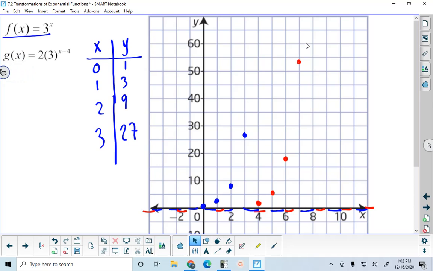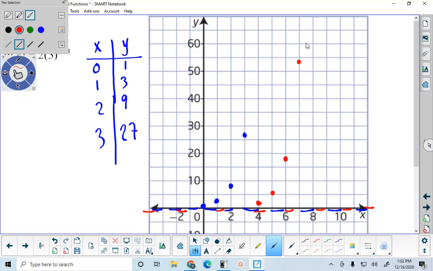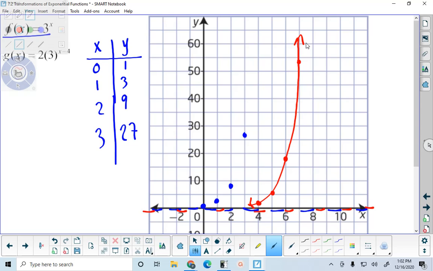So what this graph looks like, and again, don't worry if you're a little shaky in drawing this. That's what it looks like. Any questions with mapping those points out visually from the blue to the red?